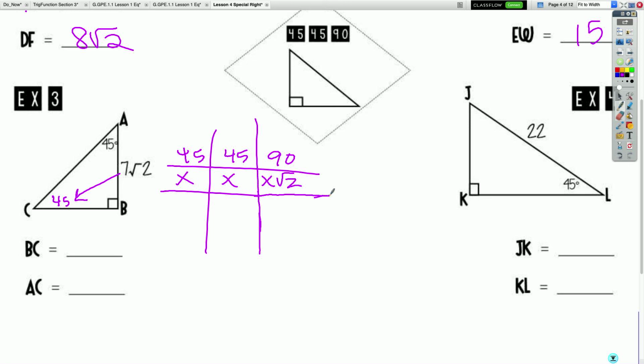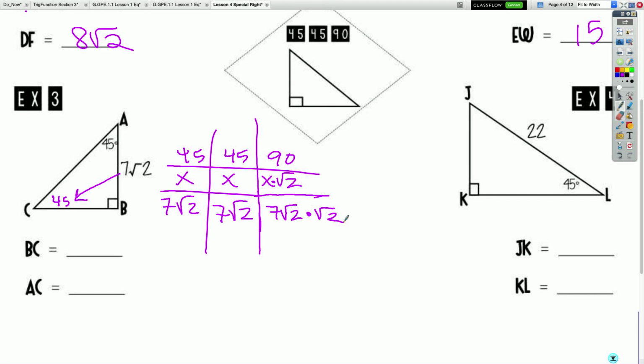So it does have that square root of 2 value, but it doesn't mean it goes with the 90. We just have to follow the picture. So that's 7 square root of 2 wherever we see 45. And then what are we doing in the last column here? Good. So my x value, 7 square root of 2 times the square root of 2. So we're just following our pattern there.